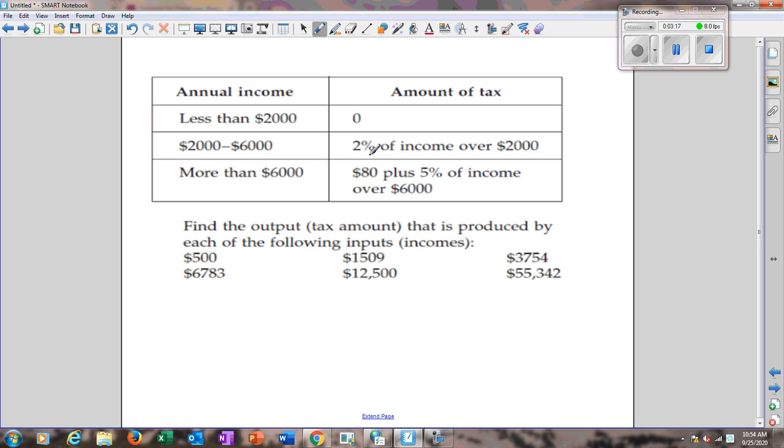Okay. It says find the output or the tax amount that is produced by each of the following inputs or the incomes. So if our income is less than 2,000, then it tells us that the amount of tax that's paid is 0. So for our first answer, 500, this would be 0. It's simply because the number is less than 2,000. If I look at my next answer, 1509, that would also be 0 because it's less than 2,000.